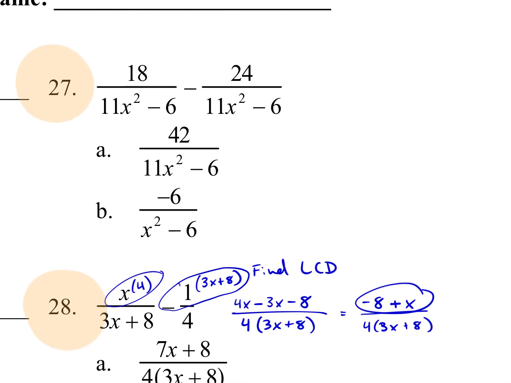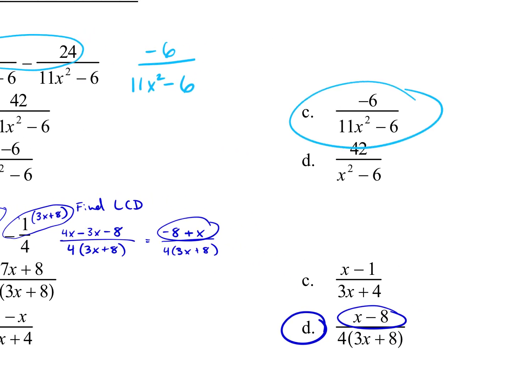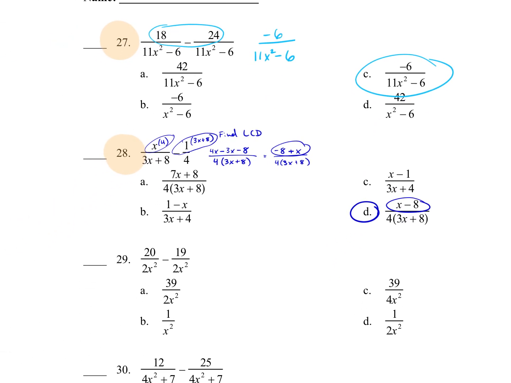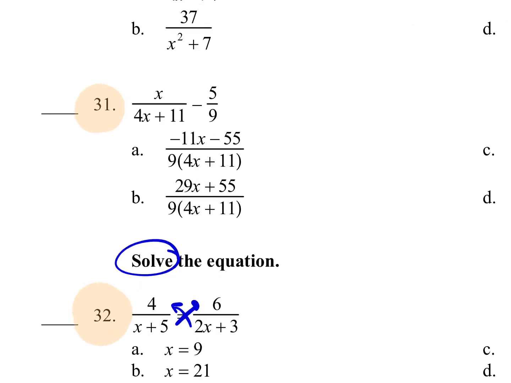So for 27, we already have a common denominator, so we can just subtract the numerators. So 18 minus 24 would be negative 6. So negative 6 over 11, x squared minus 6. So that would be C. We did 28 together. Let's look at 31.